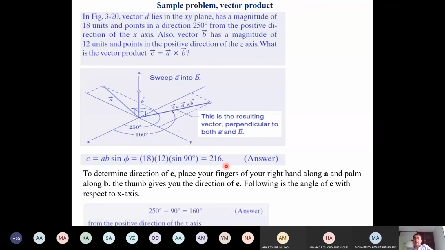So once we know that the angle between vector A and vector C is 90, and vector A was making a 250 degree angle with respect to the x-axis, what I will do is 250 minus 90, which is going to be the angle of vector C. That's how I'm going to get the direction. Any question here?